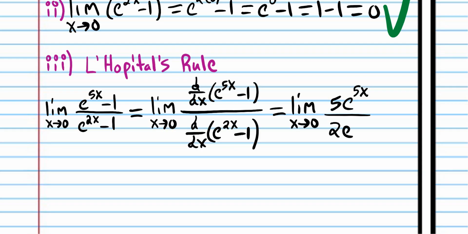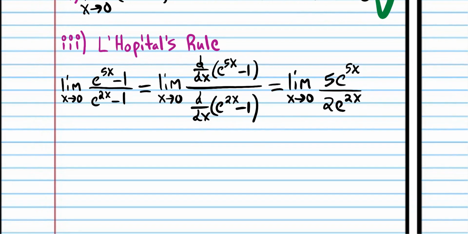And we do the same thing with the denominator. So at this point we could actually just plug in 0 or replace x with 0. But I'm going to do one more step here. We can actually use exponent rule number 2 if you remember the numbers of the exponent rules.